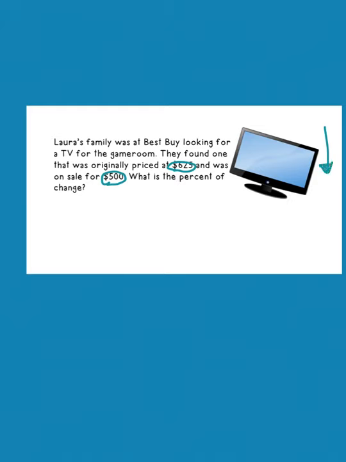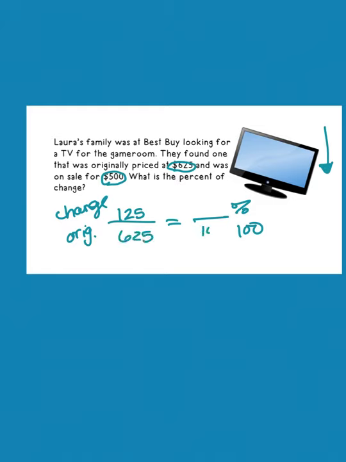So our formula is change over original equals percent over 100. So I need to figure out what was the change. Well, how much did it change? It changed $125. Over what was the original price? $625. Then we're always going to have 100 here, and the X is what we're looking for. We're looking for the percent.